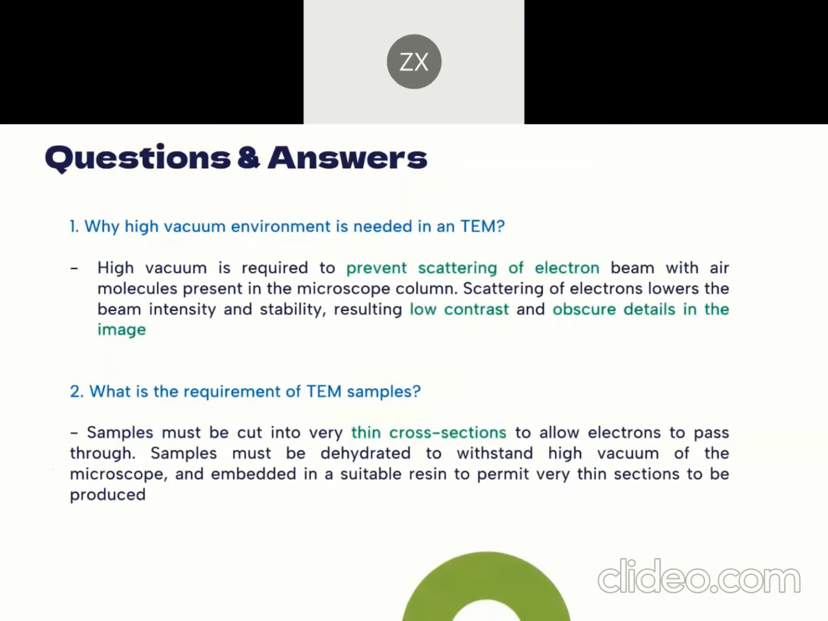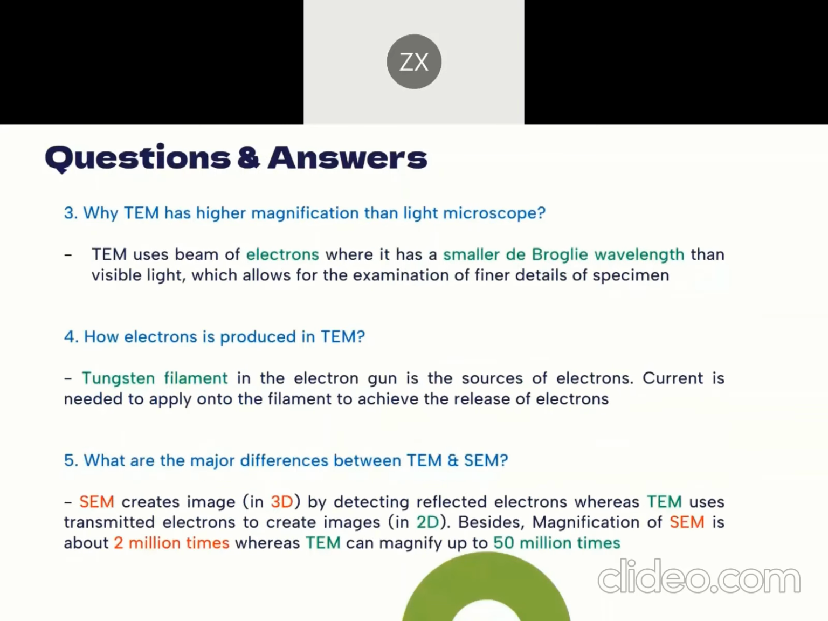Second question: what is the requirement of TEM samples? For TEM samples, the samples must be cut into very thin cross sections to allow the electrons to pass through, and samples must be dehydrated to withstand the high vacuum of the microscope and embedded in suitable resins to permit very thin sections to be produced.